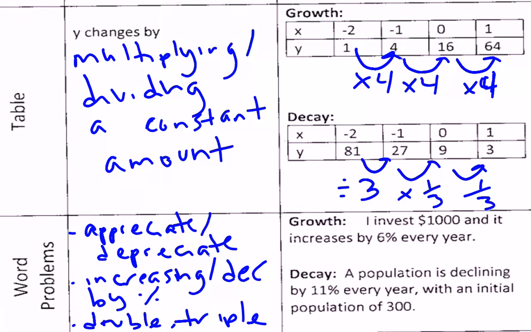And that's what we have over here. I've invested $1,000 and it increases by 6%. Or I have a population that's declining by 11%. So when I have those percentages, I need to have a big flashing light going off in my head thinking it's probably exponential. All right.